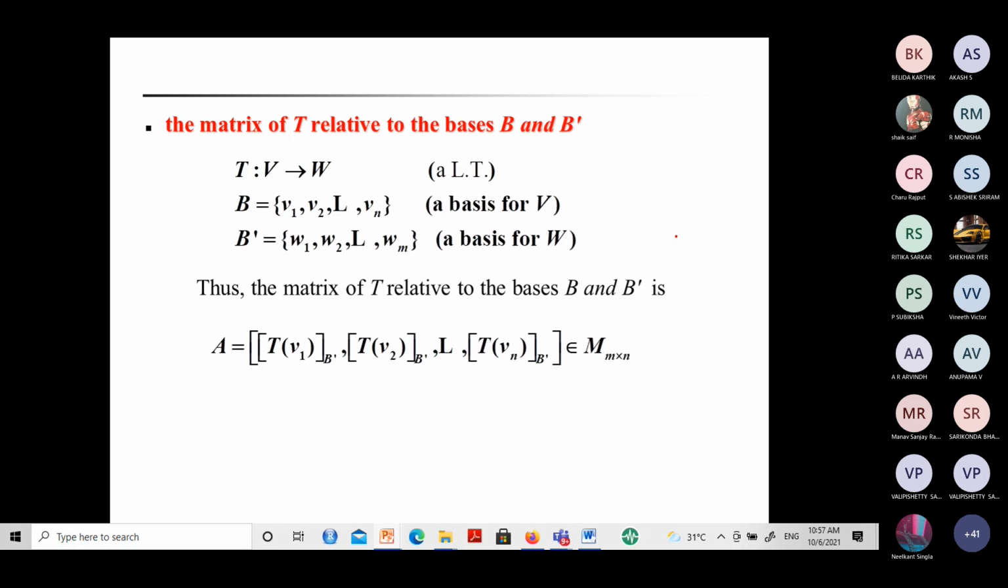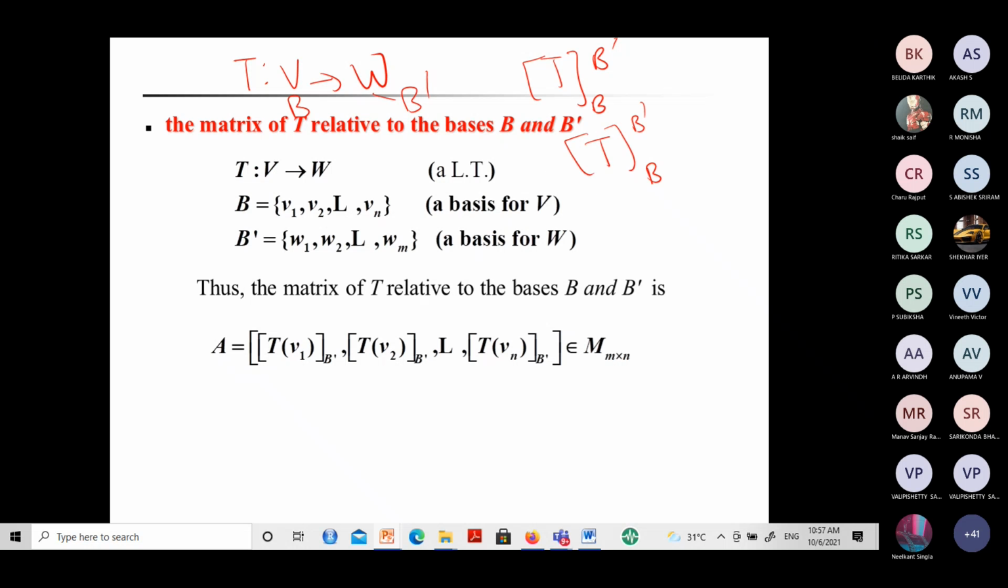T is a linear transformation from V to W. V has a basis B, and W has the basis B dash, right? So what does this symbol actually denote? I've written something here, T from B to B dash.